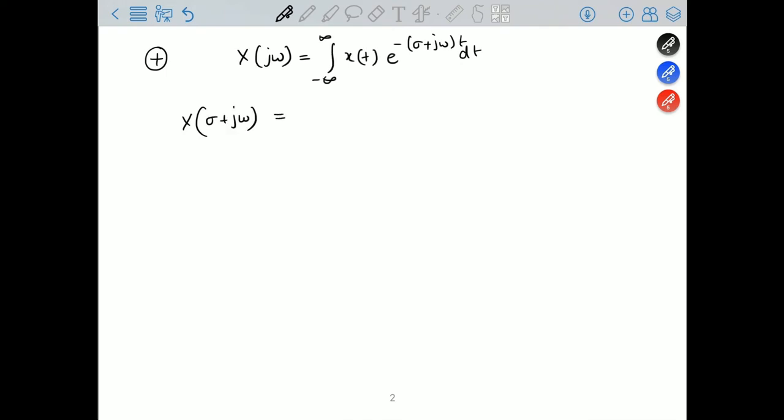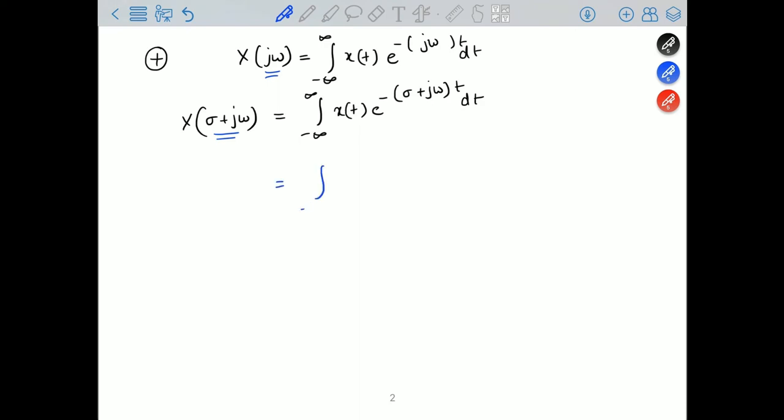We can have an alternative understanding of the Laplace transform as well. Here we try to see the Laplace transform in terms of the Fourier transform. We have the formula for the Fourier transform as X(j omega), which is equal to the integral from minus infinity to infinity of x(t) e raised to the power minus j omega t dt. Now we will calculate the Fourier transform at sigma plus j omega. I made a mistake here, so this will be X of sigma plus j omega, and that is the integral from minus infinity to infinity of x(t) e raised to the power minus (sigma plus j omega) t dt. Here we have just replaced j omega with sigma plus j omega.